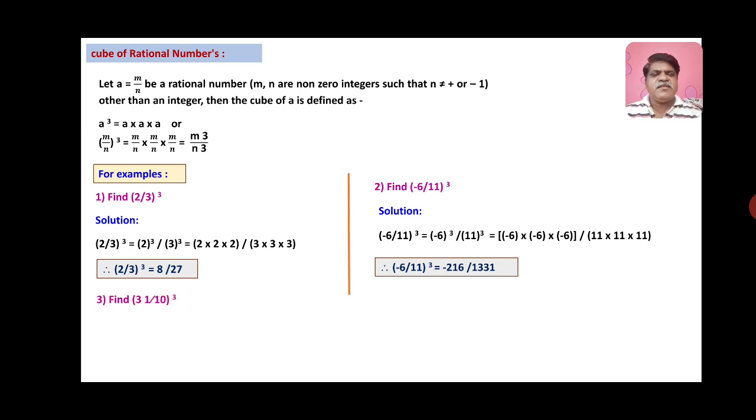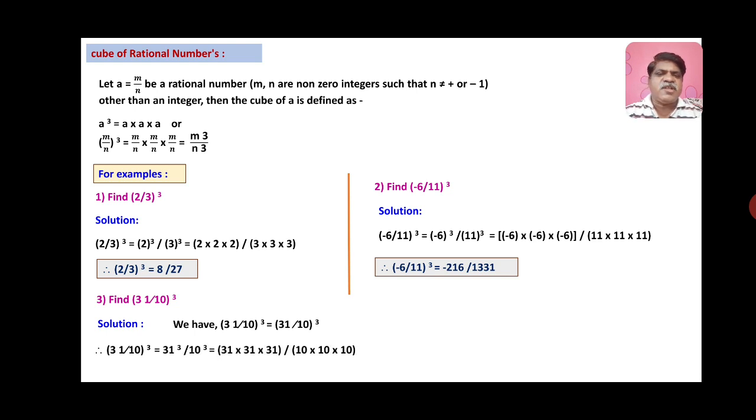Let us take a mixed fraction, 3 integer 1 upon 10 raised to 3. So we have to first convert and simplify it into a fraction. So 3 integer 1 upon 10 is nothing but 10 3s are 30 plus 1, that is 31 upon 10 raised to cube. So 31 upon 10 raised to cube can be written as 31 cube upon 10 cube. So at the numerator 31 into 31 into 31, at the denominator 10 into 10 into 10. Therefore 31 upon 10 raised to cube can be written as 29,791 upon 1000.